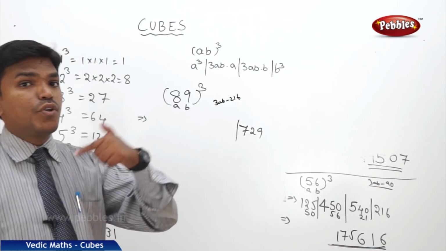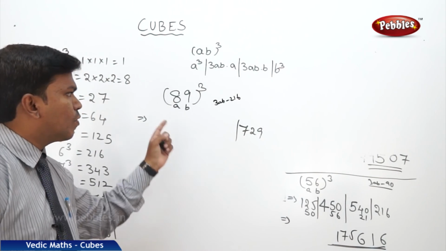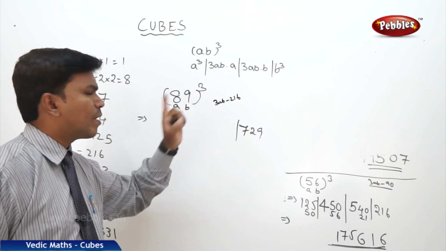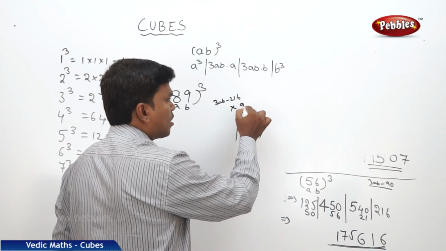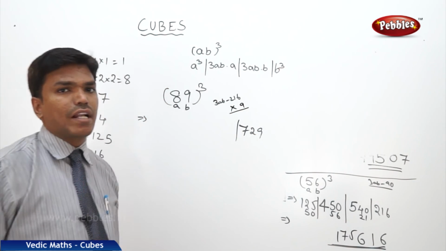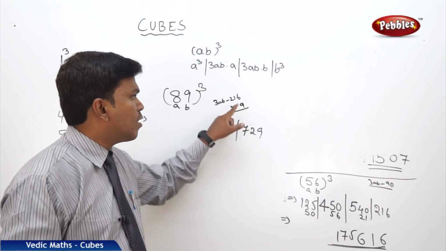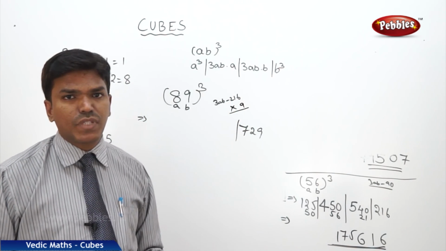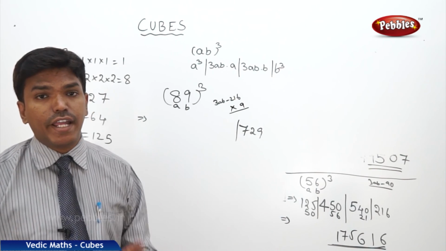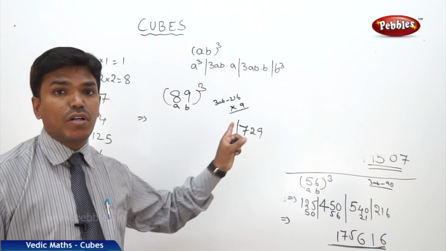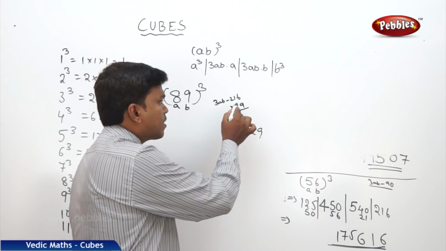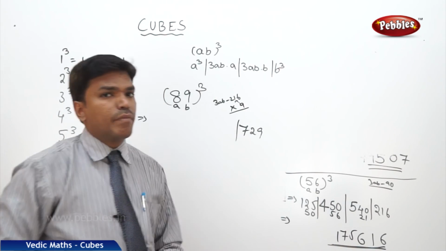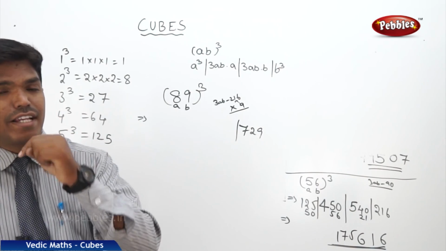Now 3ab into b, the second step from the right. So 216 into 9. How will you calculate 216 into 9? In the mind. See here, what is 9 2s are? 18. But don't take it as 18, take it as 1800. Why? Because this is in the hundreds place. Keep in the mind 1800. Now what is 9 1s are? 9. But don't take it as 9, take it as 90.